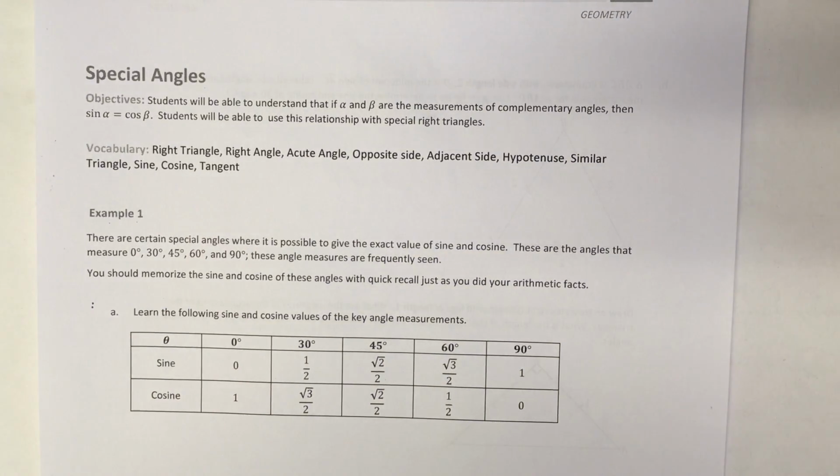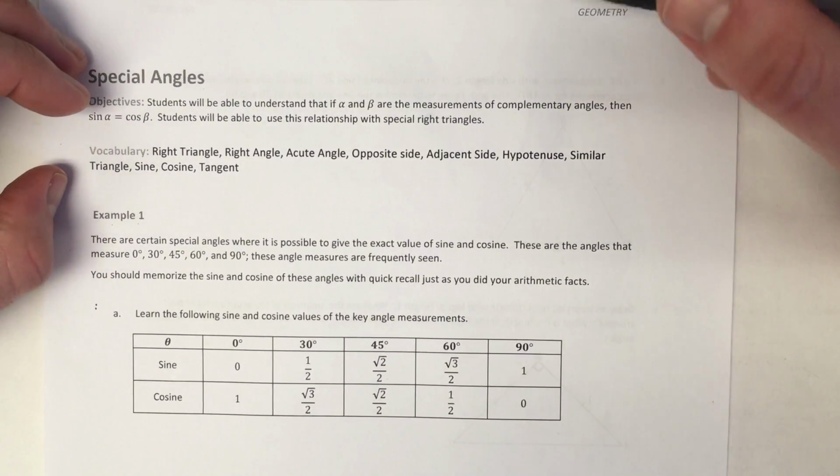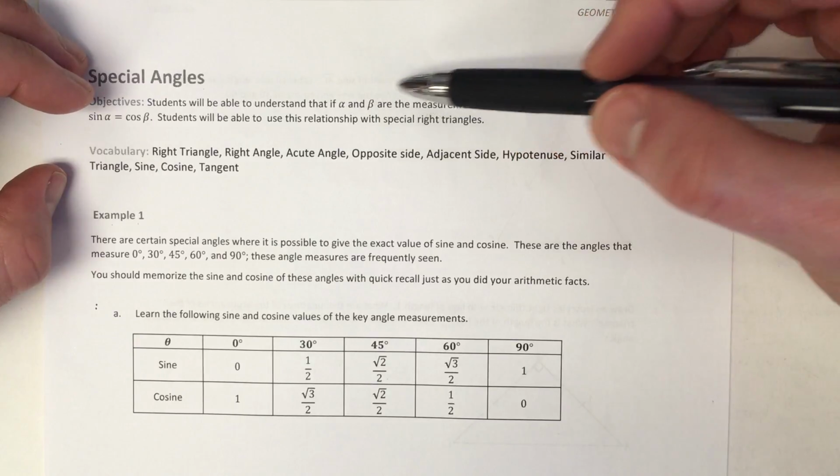Hello, today we're going to start talking about special right triangles. We've already talked about them a little bit, but today we're going to start looking at them in terms of their trigonometric ratios.